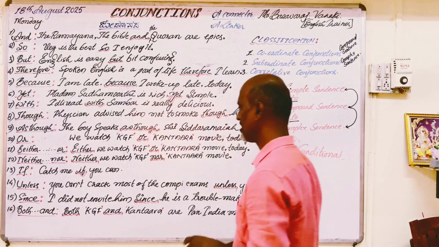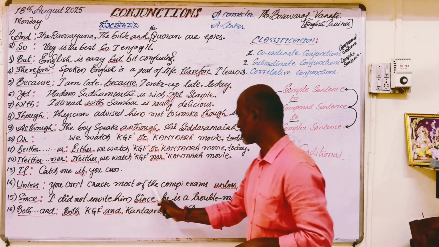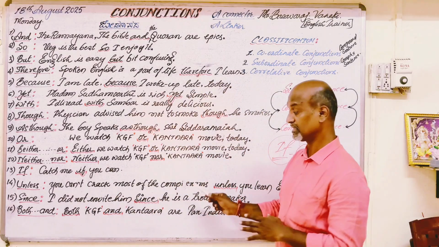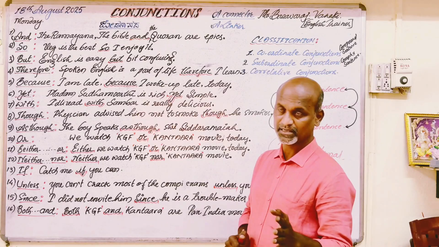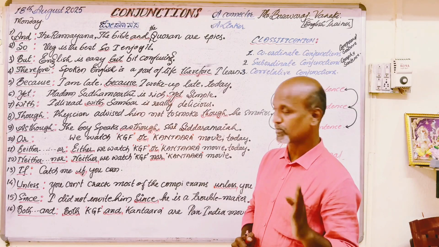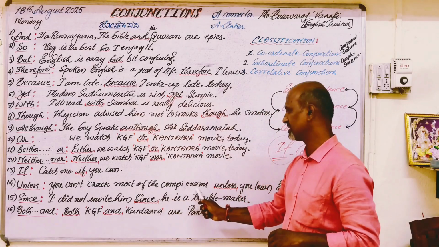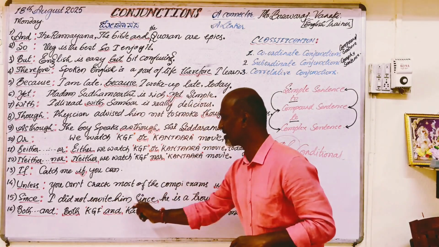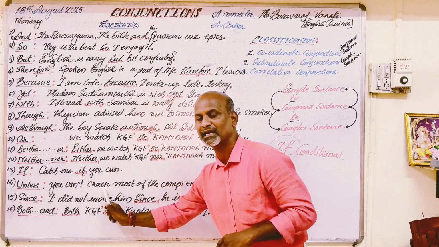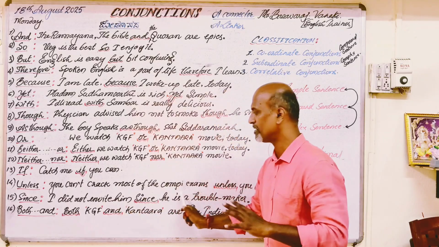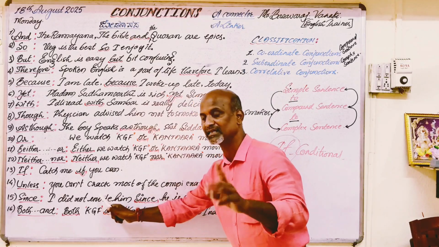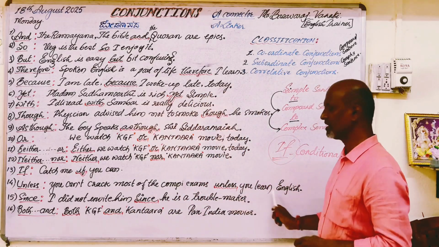Look at the sentence. You can't crack most of the competitive exams. So this example is based on competitive exams. This might be state or central government exams. See, what are the example? You can't crack the competitive exams. Unless you learn English.